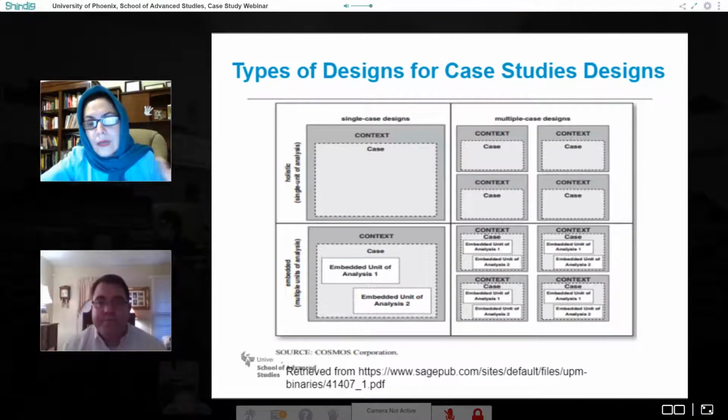And then here in the 4th level, we have multiple organizations and we have more than one case in each organization. And this is called embedded multiple case studies.